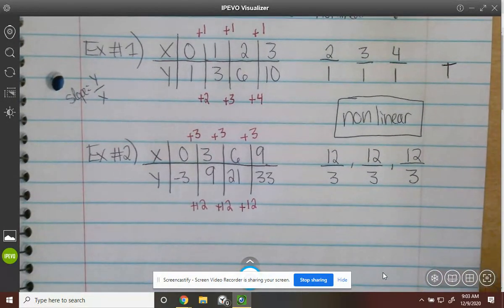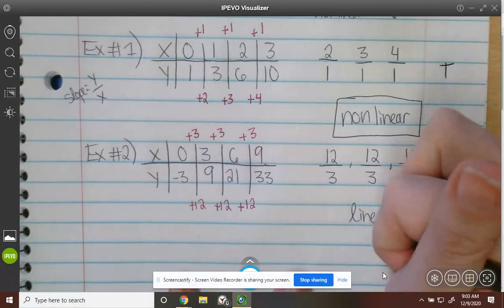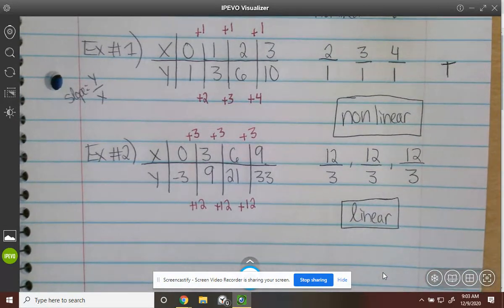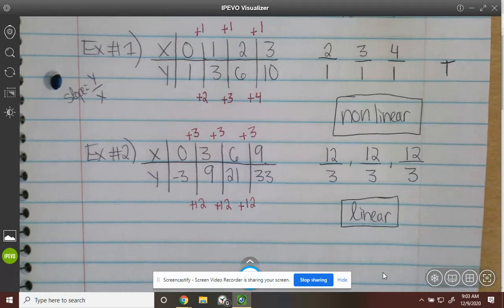Are they all equal? Yes, they would all simplify to be 4. So that would be a linear function. Okay, so remember, on your homework, this is the work that I'm looking for, and then your answer in the box.